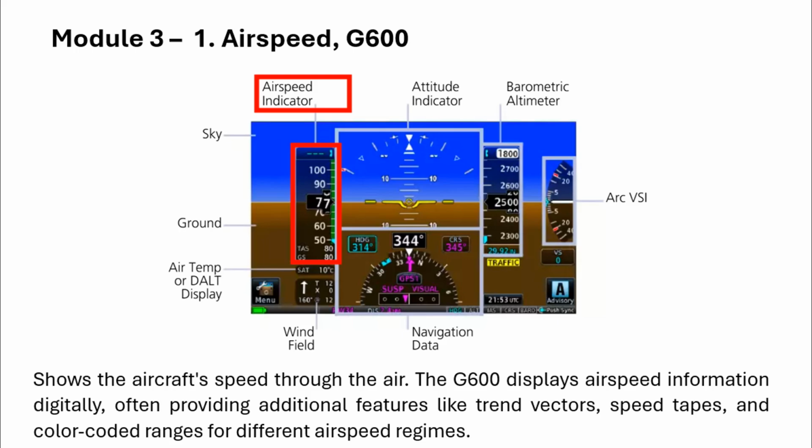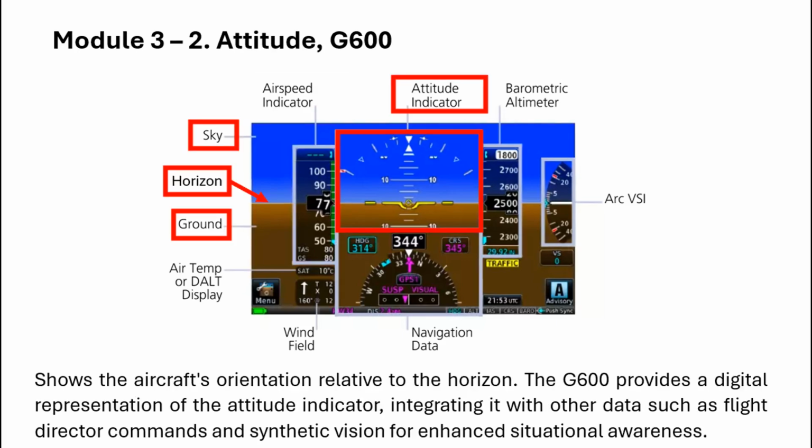1. Airspeed. G600 shows the aircraft's speed through the air. The G600 displays airspeed information digitally, often providing additional features like trend vectors, speed tapes, and color-coded ranges for different airspeed regimes. 2. Attitude. G600 shows the aircraft's orientation relative to the horizon. The G600 provides a digital representation of the attitude indicator, integrating it with other data such as flight director commands and synthetic vision for enhanced situational awareness.